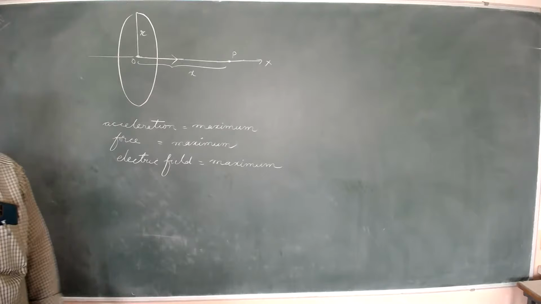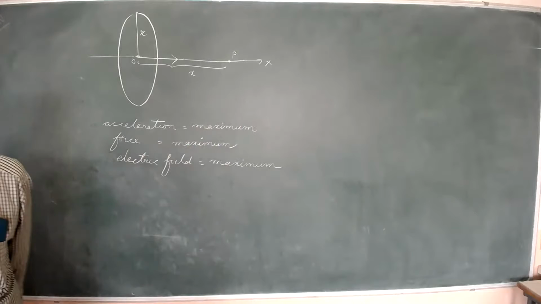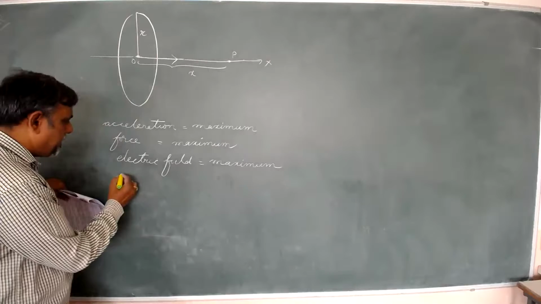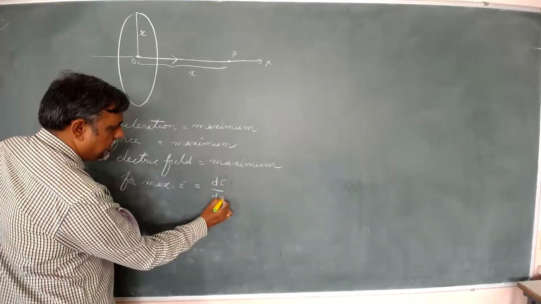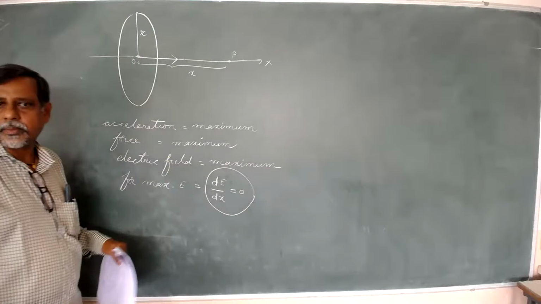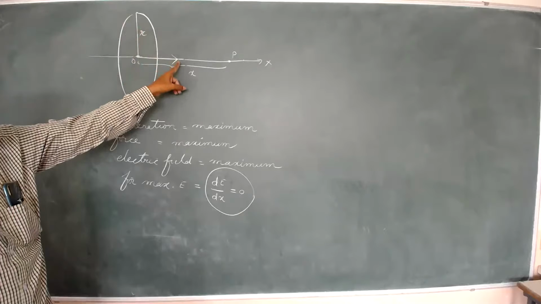Okay, did you understand these 3 points? So ultimately, what is the conclusion we came to? That is, the electric field is maximum. So this is the conclusion that we have to make out. For maximum electric field, what is the condition? For maximum electric field, dE by dx should be equal to 0. So this is the condition for maximum electric field. The change of the electric field intensity with respect to distance should be 0. Then only it is maximum.